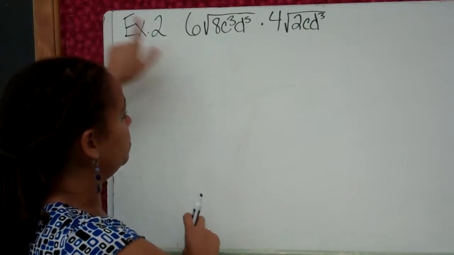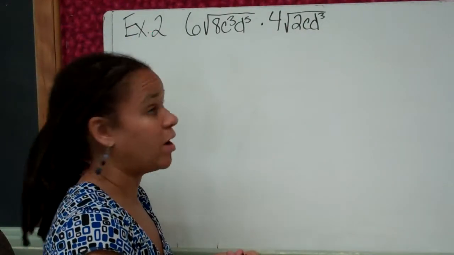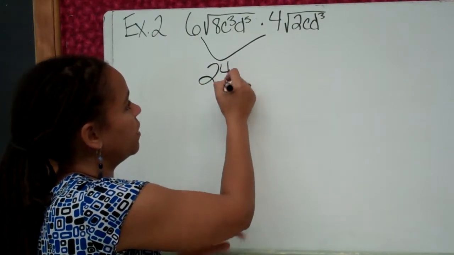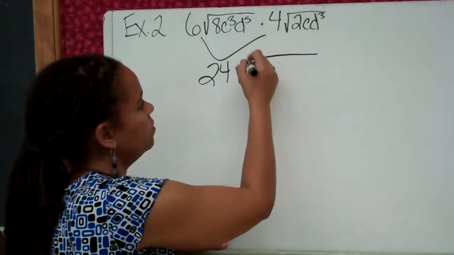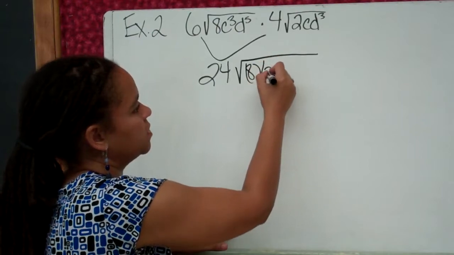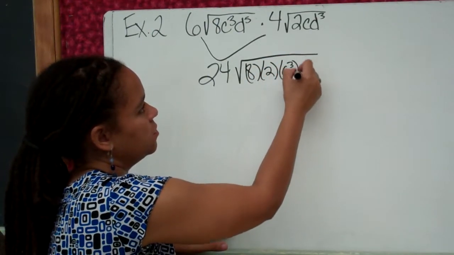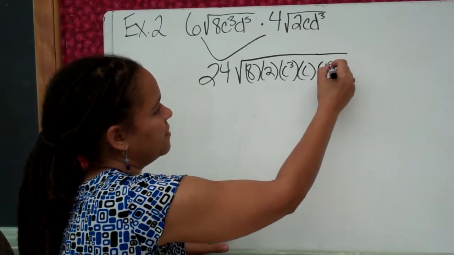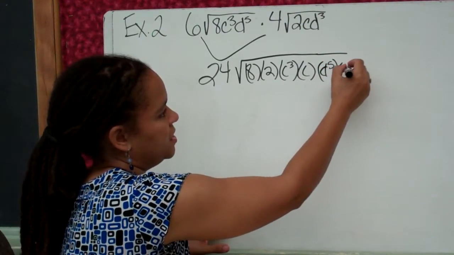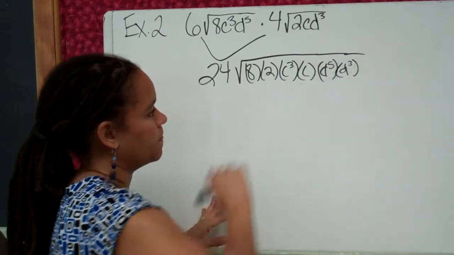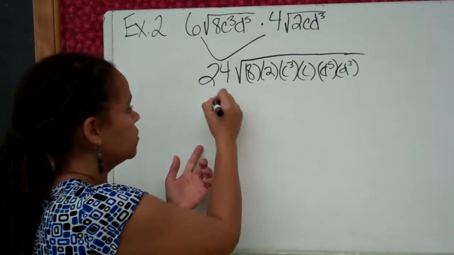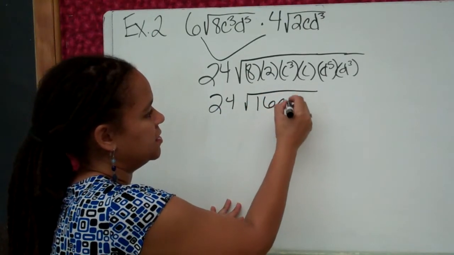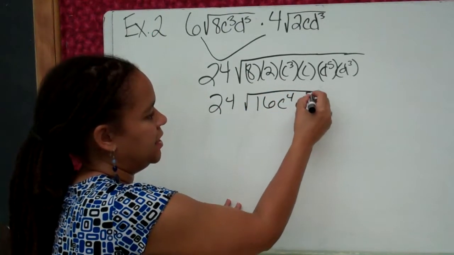Okay, example 2, same idea. Let's go ahead and multiply. So of course we want to first take the 6 and the 4. We'll get 24 times the square root of 8 times 2 times c cubed times c times d to the 5th times d cubed. Simplify it all. 24 times square root of 16 c to the 4th d to the 8th.